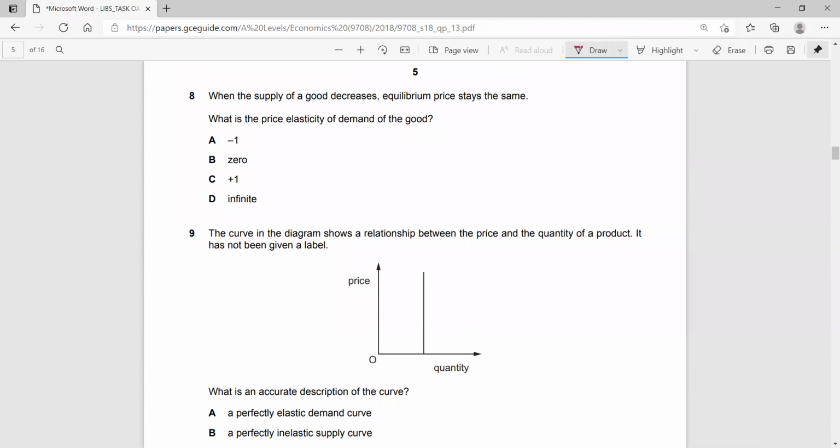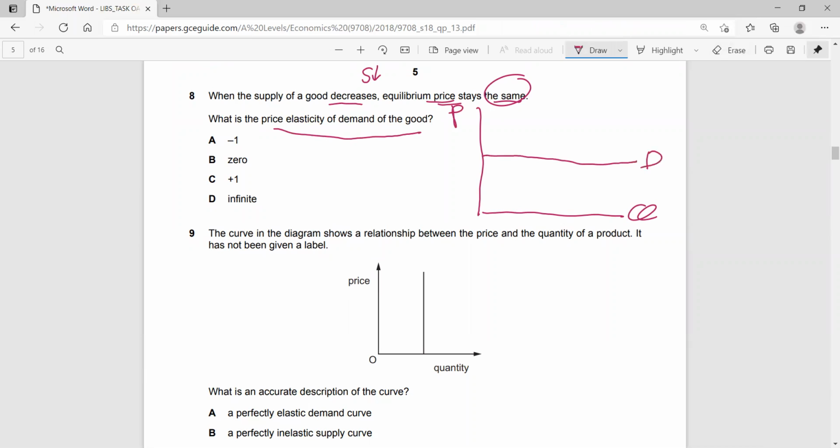When the supply of a good decreases, equilibrium price stays the same. What is the PED of a good? So you can draw the diagrams with all the options. I'll just go ahead with recalling the concept and drawing the diagram accordingly. If you look at this particular demand curve, here the supply won't affect price, because if this is supply one, and supply falls by shifting to the left, clearly the price is still the same.